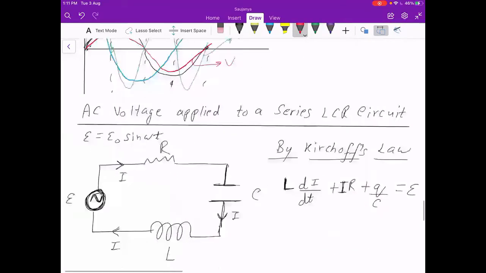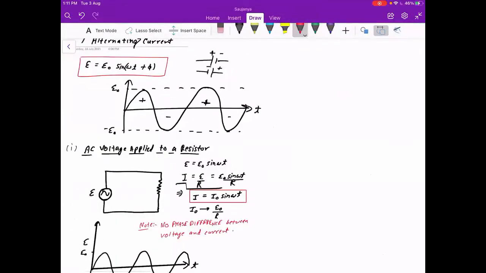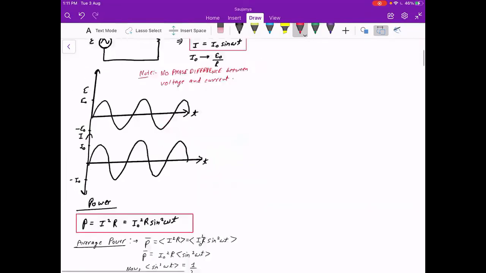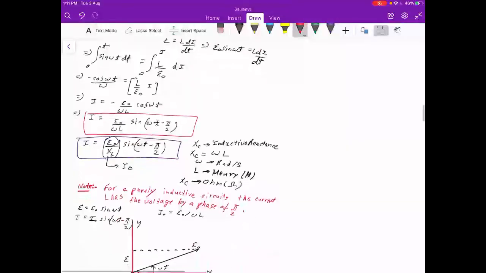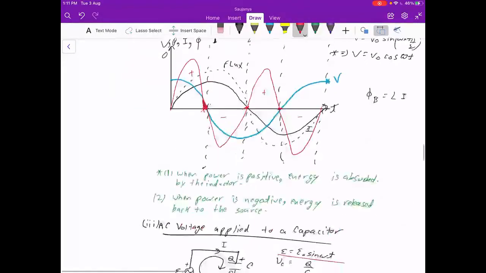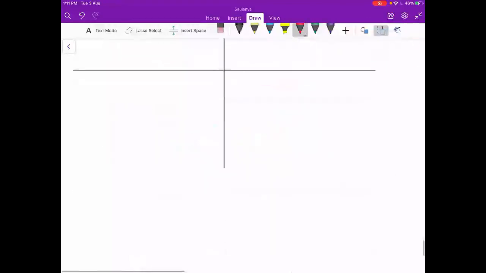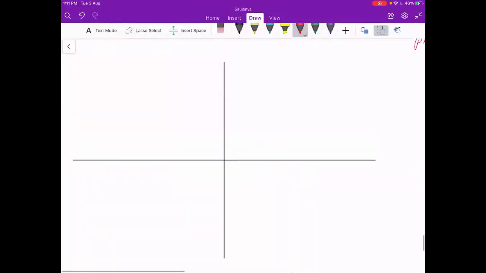So I'm trying to backtrack and explain to you here that when we applied the AC voltage to a resistor, we saw that there is no phase difference between the current and the voltage. Got it. Anyway, this is something you can remember as a fact, not necessarily understanding the nitty-gritties completely. It's not necessary to understand it completely.